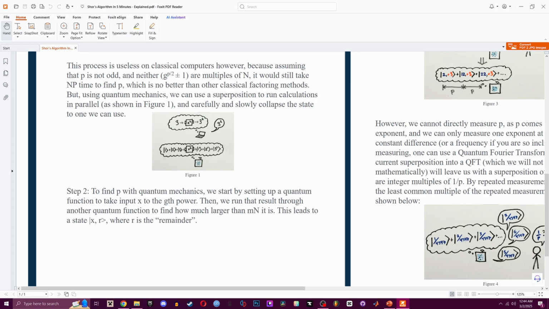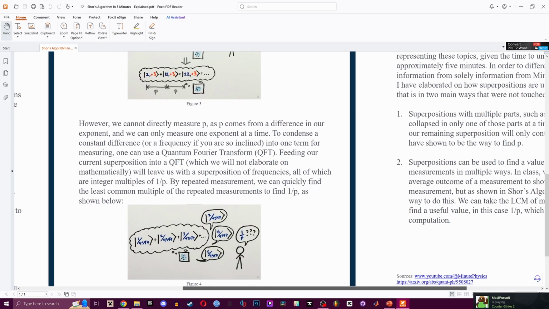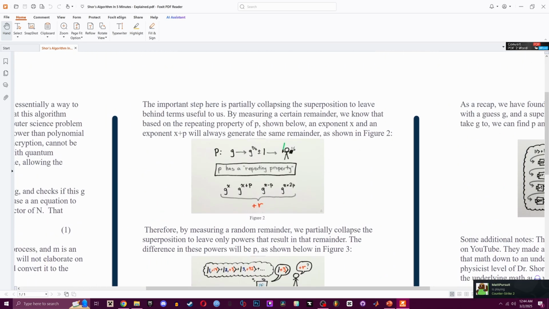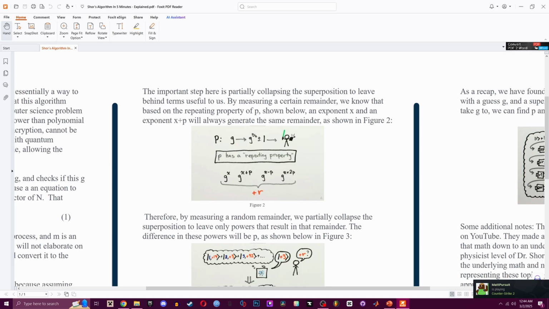So to find p with quantum mechanics, we start by setting up a quantum function to take input x to the gth power. Then we run that through another quantum function to find out how much larger than n it is. This is going to lead to a quantum state with x comma r, where r is the remainder. So let's scroll up here. The important step here is we need to partially collapse the superposition to leave behind the terms that are useful to us. Now, what are those terms? They're going to be terms that all have some r in the remainder. And the beautiful thing is it doesn't matter what r is, because we know that p has a repeating property.